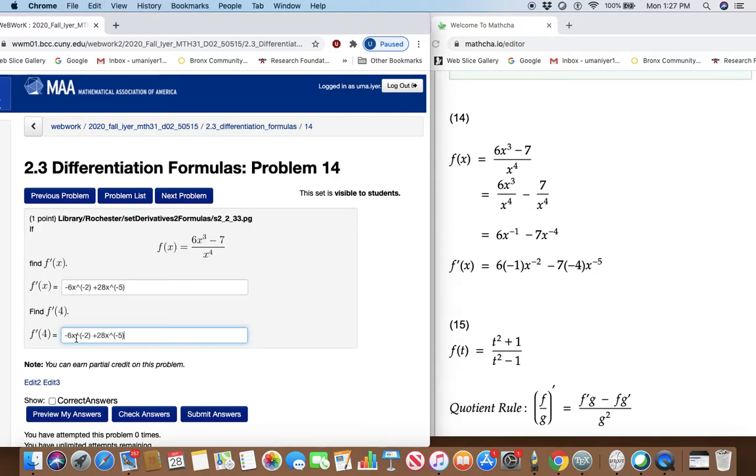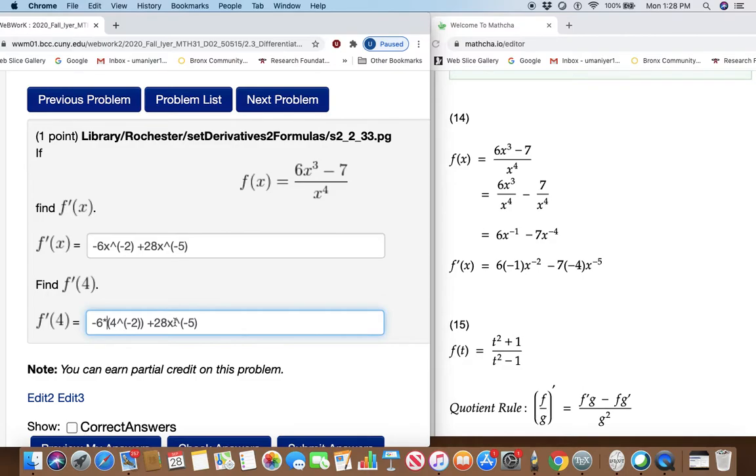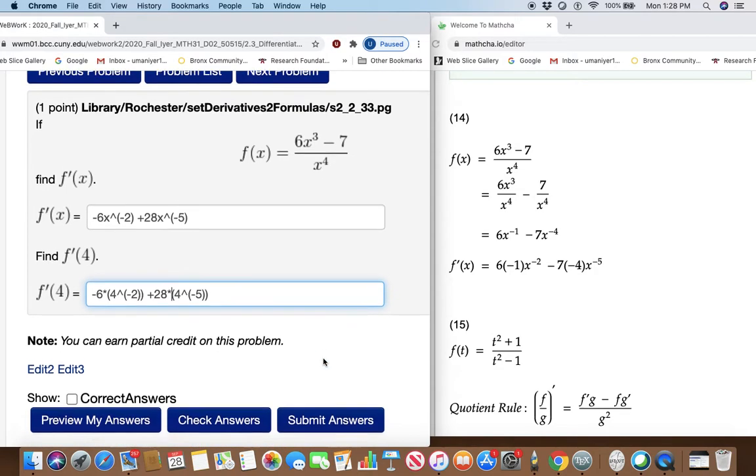Keep in mind, if you simply write a 4, now that's 64, negative 64. So remember to place parentheses around that entire expression, and for good measure, times, star. Likewise, this x becomes 4. If I simply write 4, that's 28 times 4. So parentheses and for good measure, times. All right.